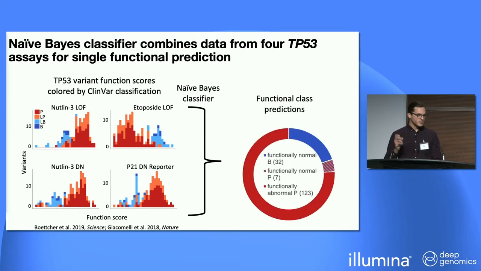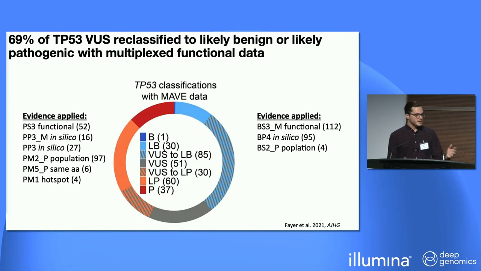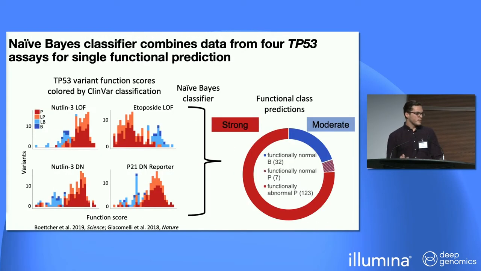When we overlay the actual interpretations for these variants, we see that all 123 functionally abnormal predictions were true pathogenic variants, and the seven variants that were misclassified were pathogenic variants that were predicted to be functionally normal. So when we calculate our odds path, this gives us strong evidence for a pathogenic interpretation for variants predicted to be functionally abnormal, and moderate evidence for a benign interpretation for variants predicted to be functionally normal, because we do not quite as well at predicting those variants.